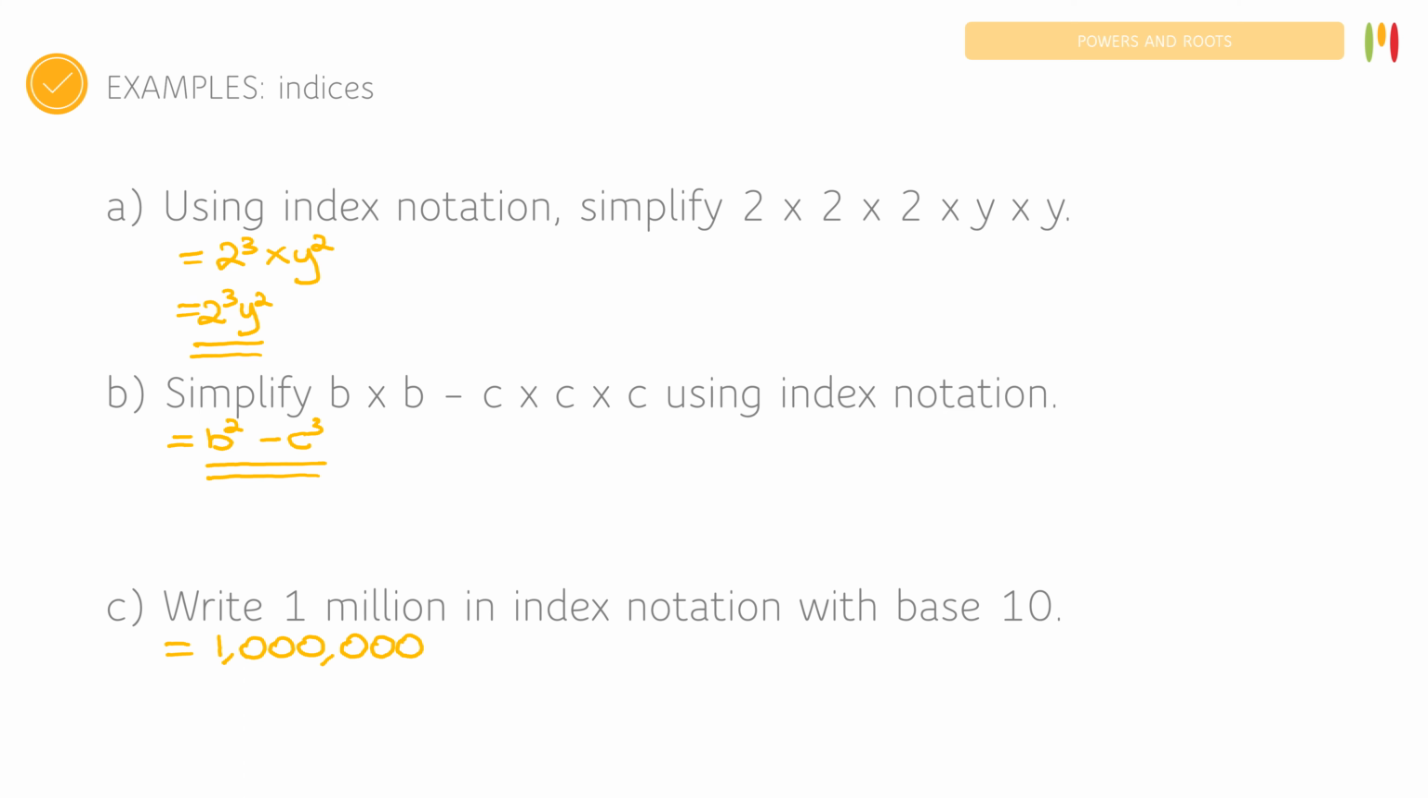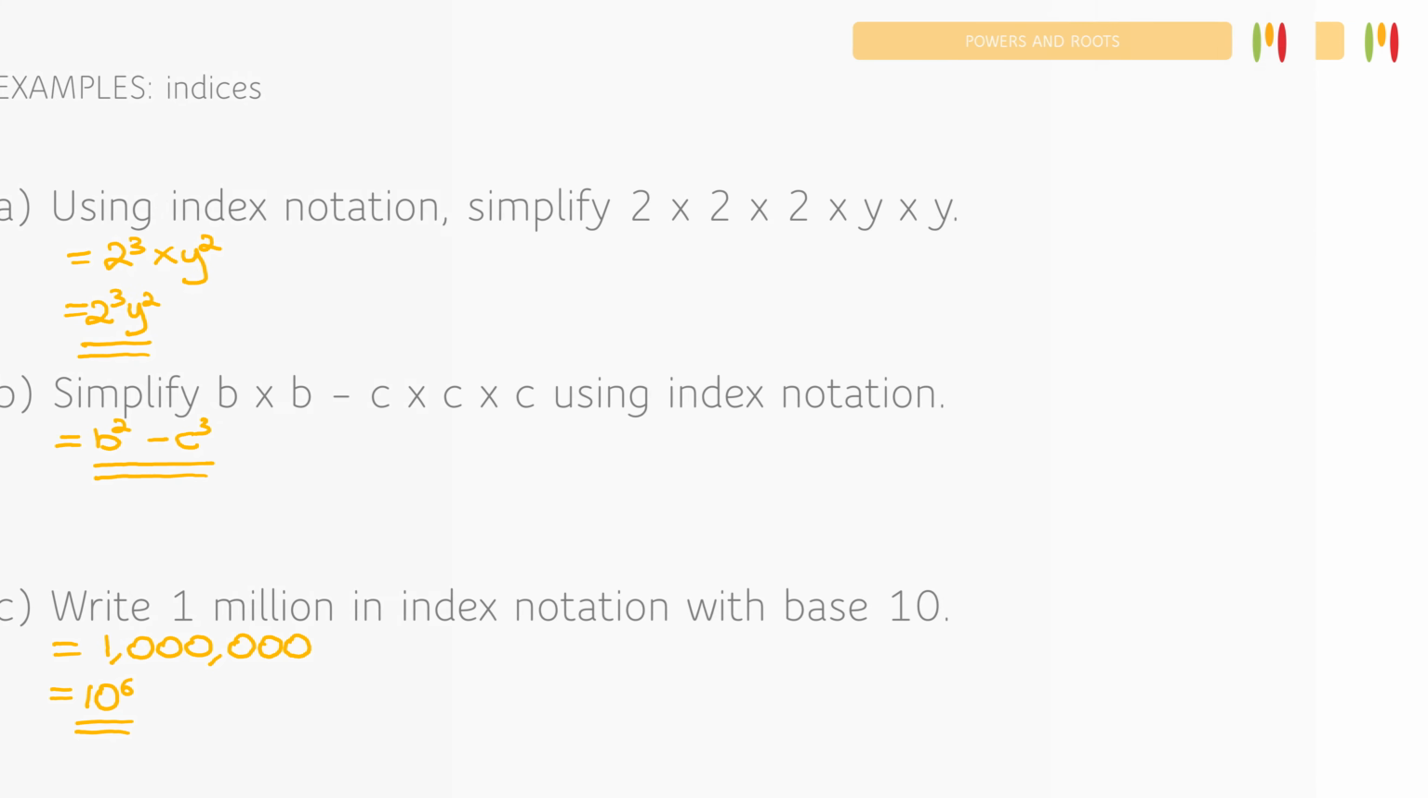Okay, so if we have 10 as the base, we need to think what power it is raised to give us 1 million. We know 10 to the power of 2 is 100, and so raising to the power of 2 means there are 2 zeros. 10 to the power of 3 is 1000, which has 3 zeros. So as 1 million has 6 zeros, we know it is equivalent to 10 to the power of 6. Let's have a go at some more examples on the next slide.